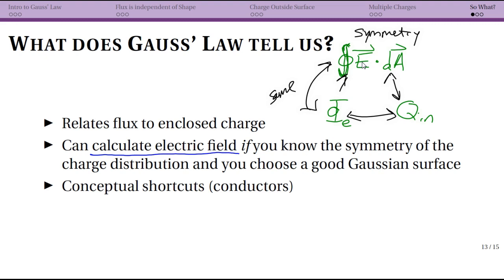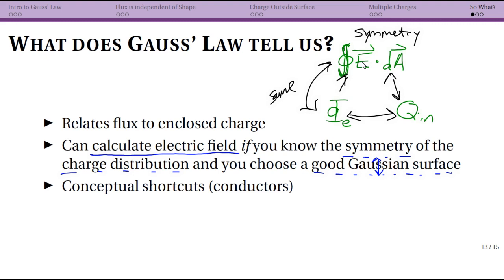But that only works if you know the symmetry of the charge distribution and choose a good Gaussian surface. Remember that your Gaussian surface needs to have a symmetry that relates to the electric field. The reason you're going to know that is because the charge distribution and the electric field have the same symmetry. So symmetry is again key here. If you skipped that entire section, you are probably going to struggle.